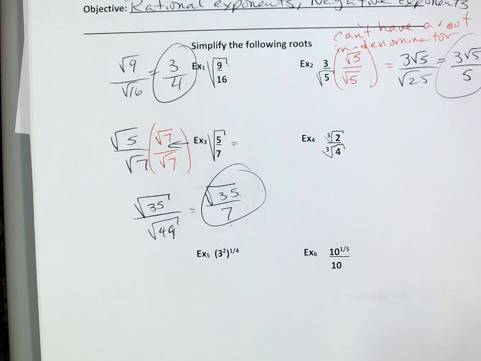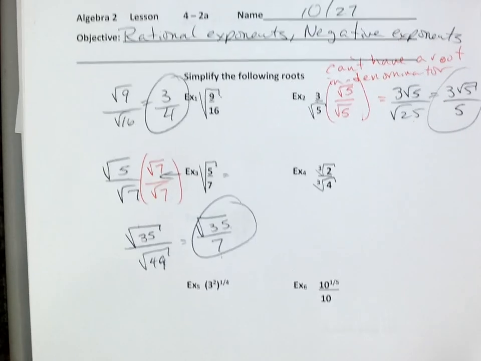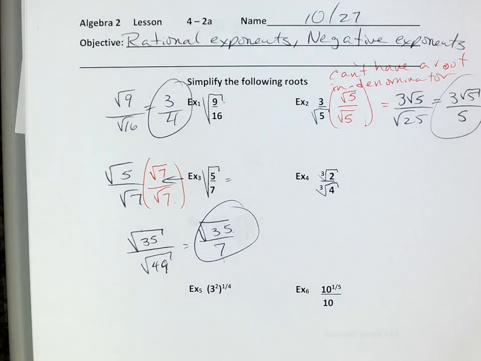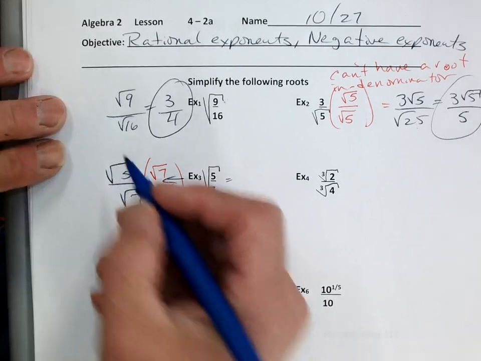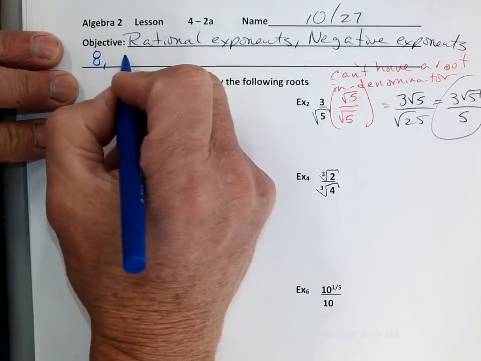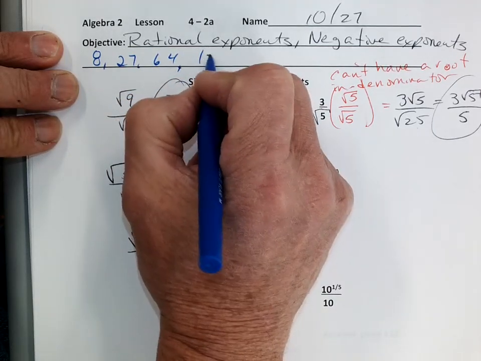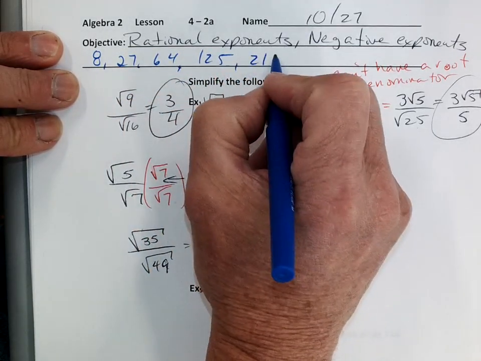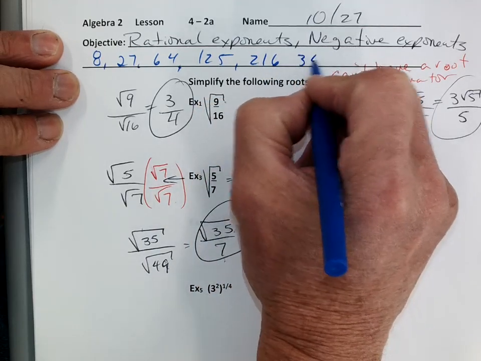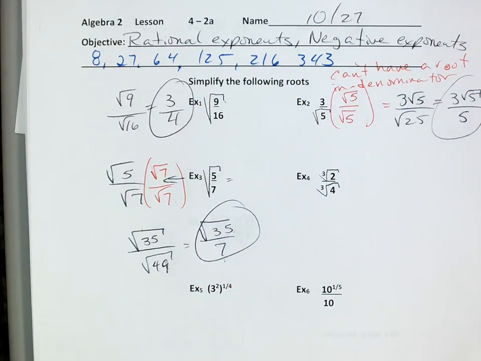Okay, now to do example 4. So before we do example 4, I'm going to write some special numbers up above. I'm going to write these numbers. Okay, so I'm going to write 8, 27, 64, 125, 216, 343. Okay, these are perfect cubes.